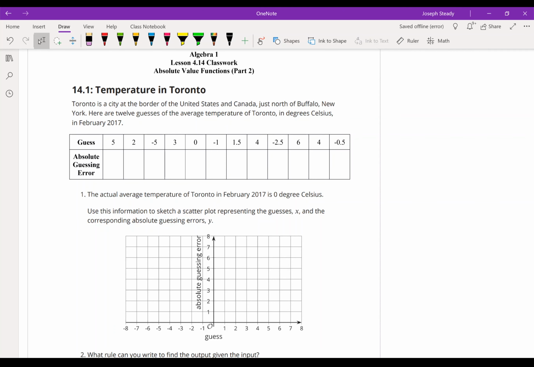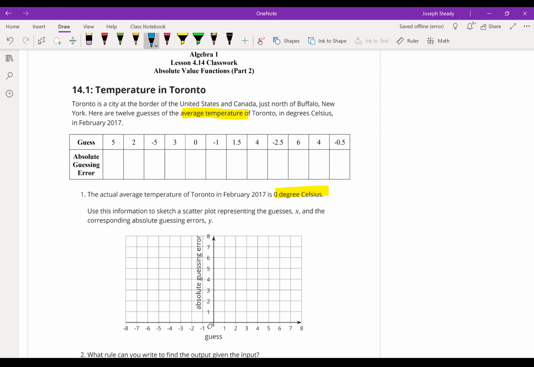In lesson 4.14, we're going to continue looking at absolute value functions, and we're going to get a little more into the details of how these functions work. So in our first example, 14.1, we are given another list of guesses. This time, guesses about what is the average temperature of Toronto in February 2017. So average temperature. And now down here, they tell us the actual average temperature was 0 degrees Celsius.